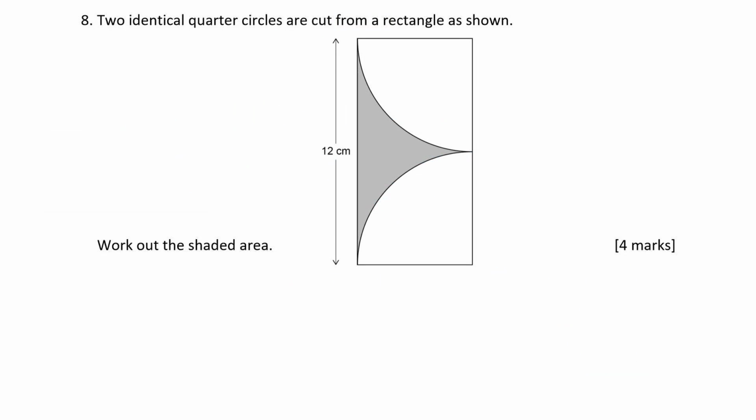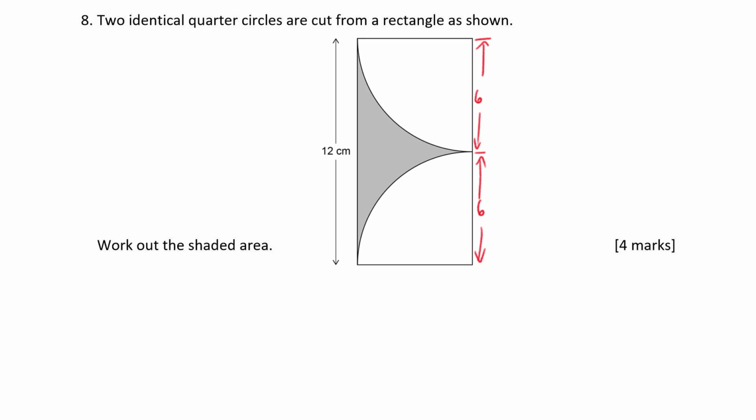Question 8. Two identical quarter circles are cut from a rectangle as shown, and we need to work out the shaded area. Okay, so if these are two quarter circles next to each other, then the radius of this quarter circle must be 6, half of 12. So from here to here must be 6, and from here to here must be 6.